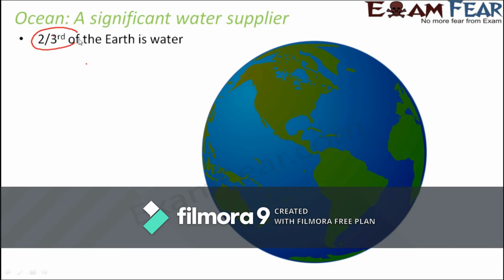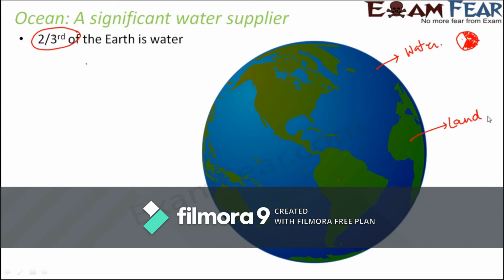So 2/3. Let's say you have a slice of bread and you divide it into 3 equal pieces, 1, 2, 3. Out of these 3 parts, 2 parts are covered with water and only 1 part is covered with land. And the same calculation holds true for earth. That is why you see more of the blue color, because the blue color represents water and the green color represents land.